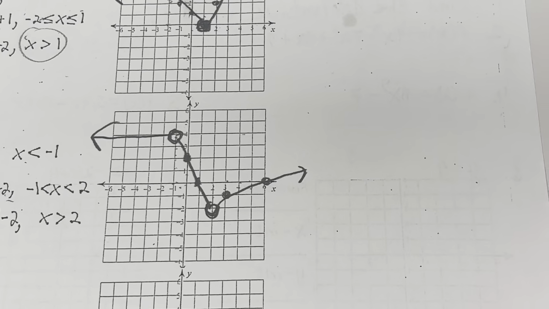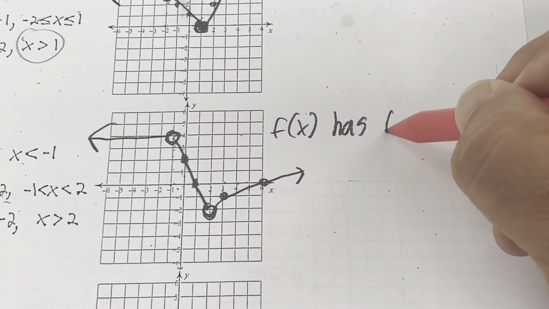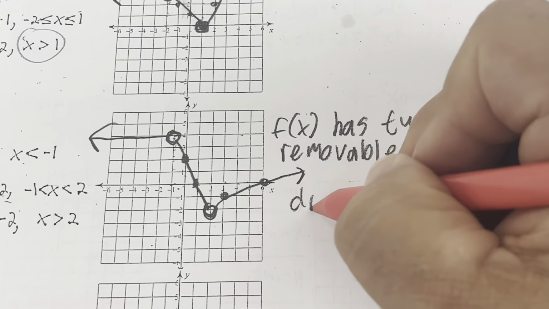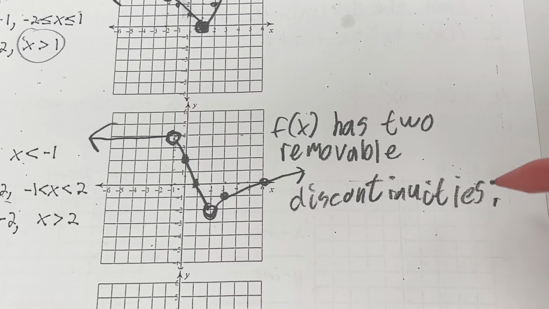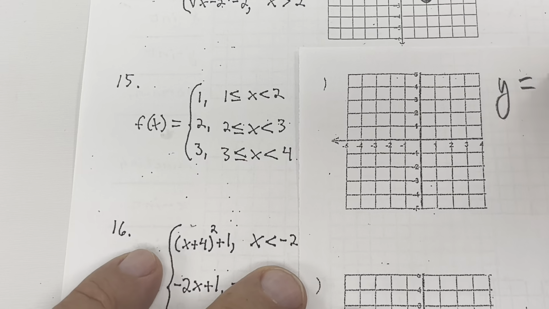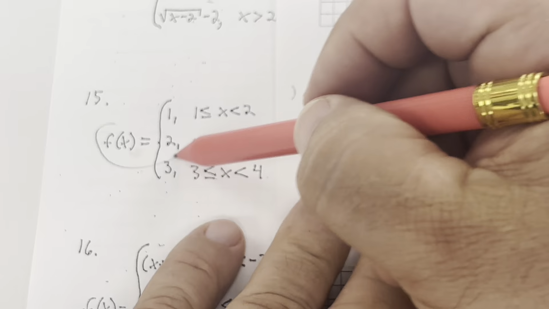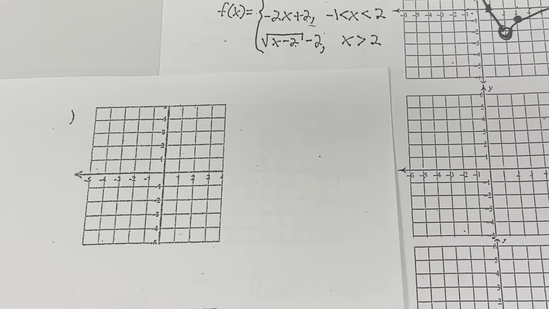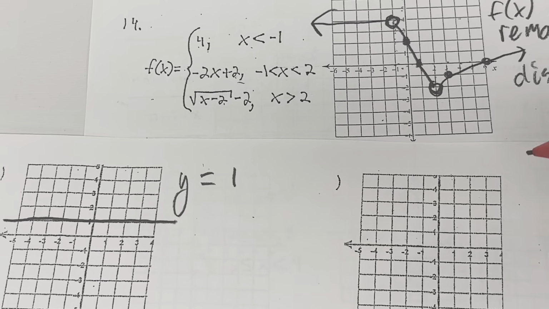This is not continuous. It has one removable, another removable. So f of x has 2 removable discontinuities. Equals 1. Y equals 2. Y equals 3.